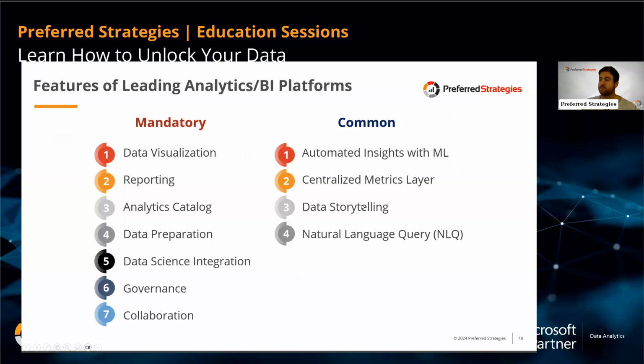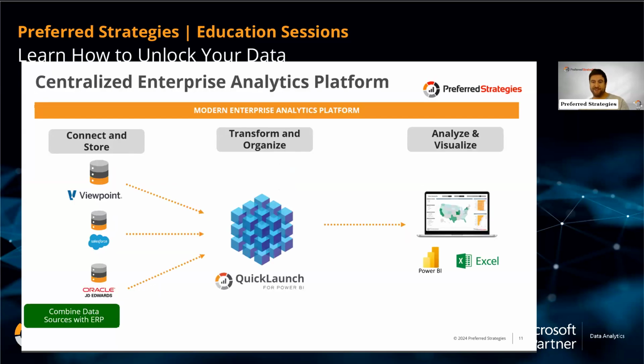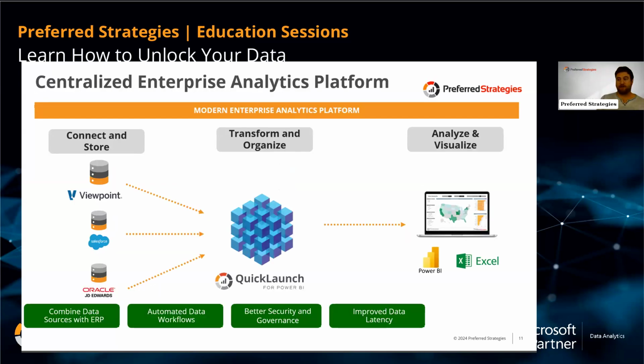And then some of the common ones that are emerging are around how machine learning and AI is being integrated to help business users create automated insights. And there's this new concept of centralized metrics layers, which are becoming more popular. The ability to use generative AI to create data stories automatically, as well as the ability to just speak to your data sets through natural language query. So as you can see, there are a lot of powerful features in these modern platforms.